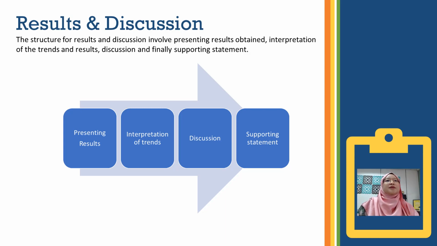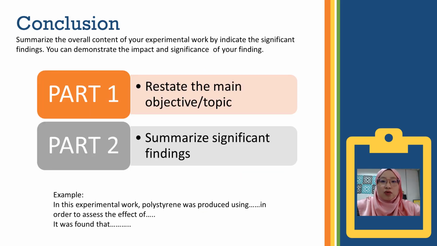All right. Okay. And lastly is the conclusion. For the conclusion, it consists of two parts. The first one, you just need to restate the main objective, so what you have done. And the second part is to summarize significant findings. Okay, so like I said before, don't list out all the findings that you have written in the results and discussion. Just pick the most significant findings that answer your objective.